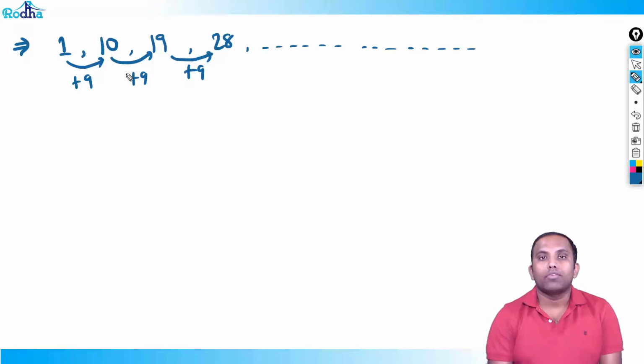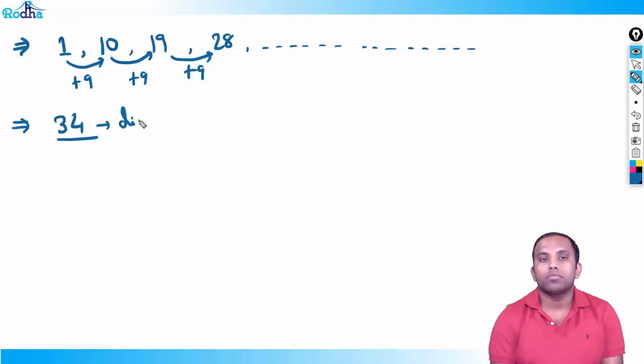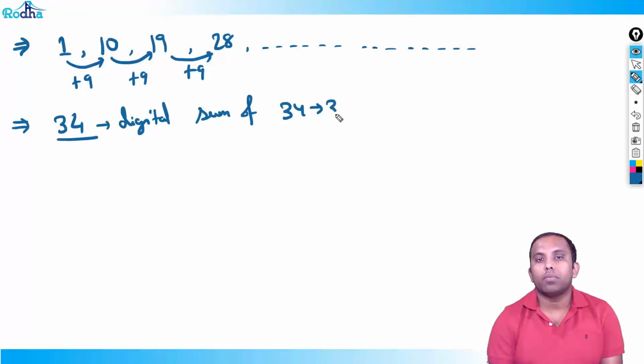Any AP of common difference 9 will give you digital sum as 1, right? For example, take one more example, like suppose 34. So digital sum of 34 is how much? 3 plus 4, that is 7. So when will you get digital sum 7 next time?